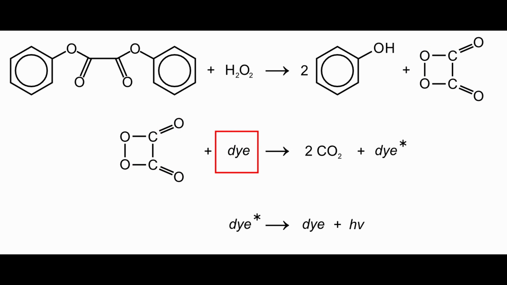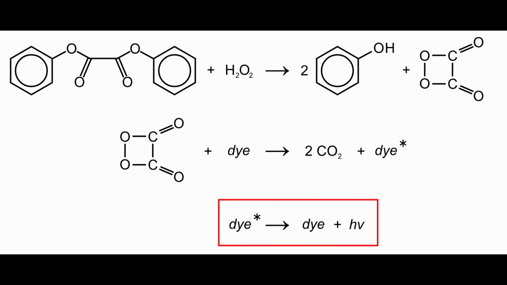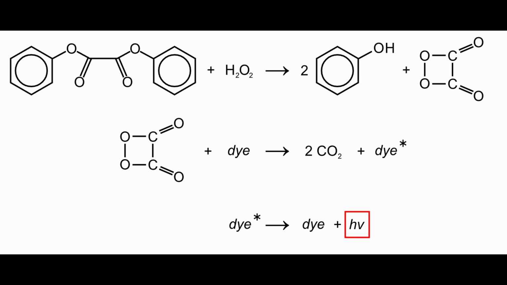It sheds this energy to a fluorescent dye molecule when it encounters it. The oxatenedione then calmly decomposes into two carbon dioxide molecules, while the fluorescent dye transitions to an excited state. Afterward, the dye returns from the excited state to its ground state, releasing a quantum of light. This is the light we see, and the color of the light completely depends on the dye used.